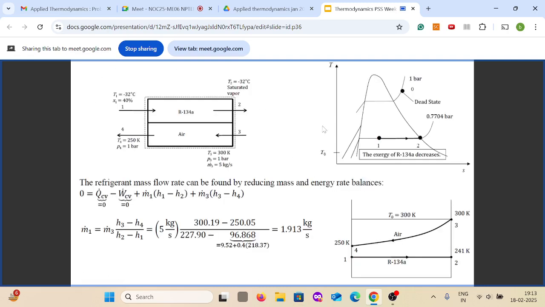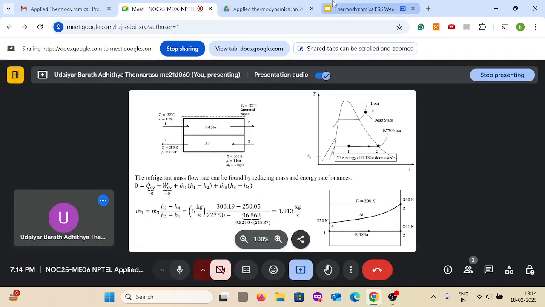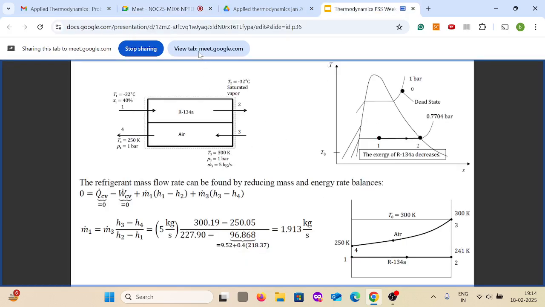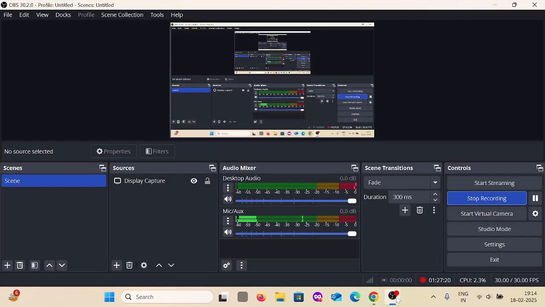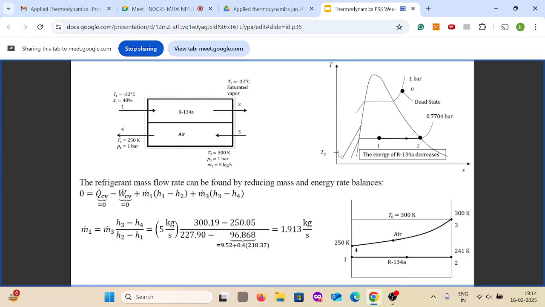So this is how the process is. We have a heat exchanger. The inlet is at minus 32 degrees Celsius and a dryness fraction of 40%, and the exit is saturated vapor. Air is coming in at 300 Kelvin and 1 bar and going out at 250 Kelvin. So we are basically cooling air from 300 Kelvin to 250 Kelvin.